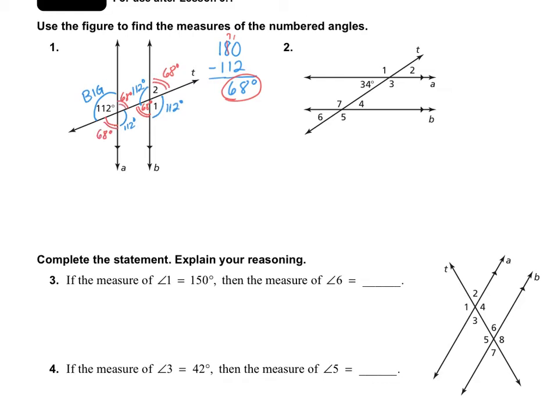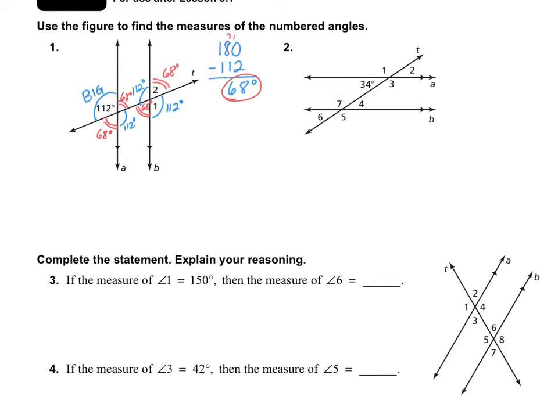Now remember that the corresponding angles of two parallel lines are equal. That's why this works, because this angle is corresponding to this angle, and this angle is corresponding to this angle. Remember, it has to be on the same side of the transversal, so they both need to be above the transversal, for example, or they both need to be below the transversal. They also have to be on the same side of the parallel lines, so both to the left of the parallel lines or both to the right of the parallel lines.